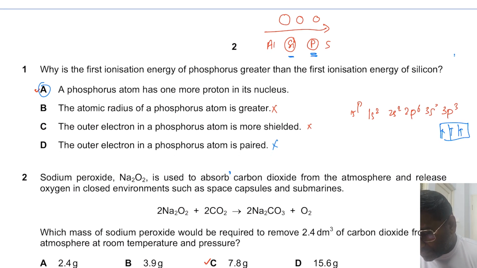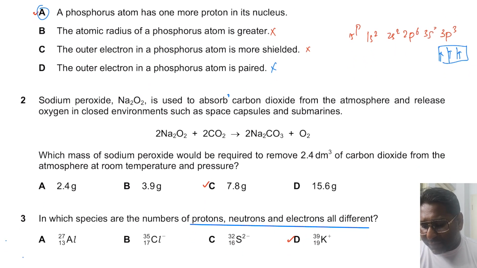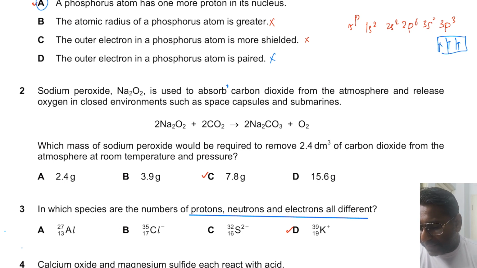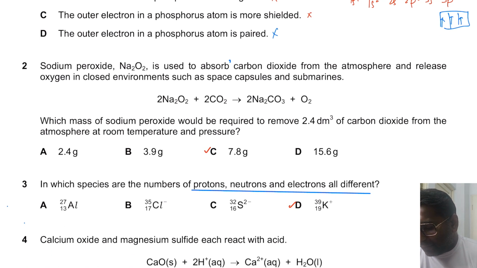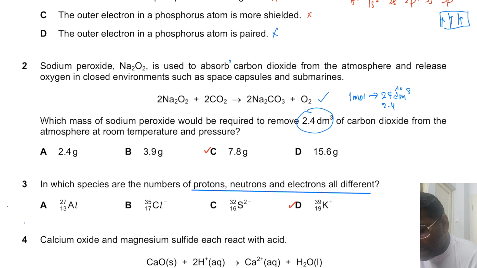Now for number 2, sodium peroxide is used to absorb carbon dioxide and release oxygen in closed environments such as space capsules and submarines. They have given us the equation. They are asking which mass of sodium peroxide will be required to remove 2.4 dm cube of carbon dioxide from this atmosphere at room temperature and pressure. We know that 1 mole of any gas occupies 24 dm cube of volume. So 2.4 dm cube is divided by 10, so that's 0.1 mole. So we are looking into 0.1 mole of carbon dioxide.